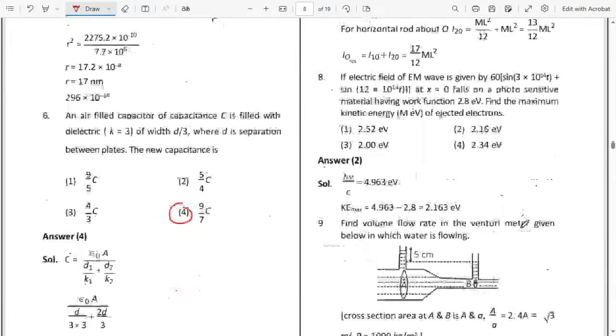Next, question number 8. If electric field of EM wave is given by 60 sin 3 into 10 to the power 14 t plus sin 12 into 10 to the power 14 t at x equal to 0 falls on a photosensitive material having work function 2.8 electron volts. Find the maximum kinetic energy of ejected electrons. Option 2, 2.16 electron volts is the correct option, students.